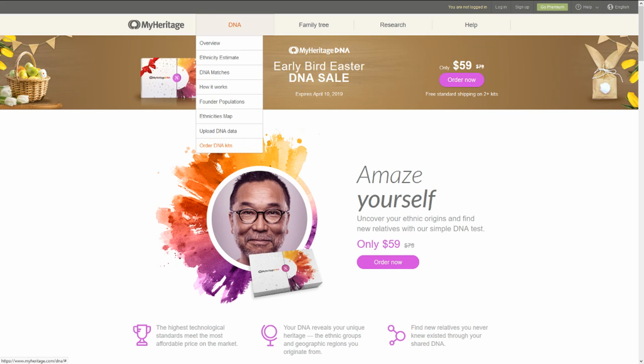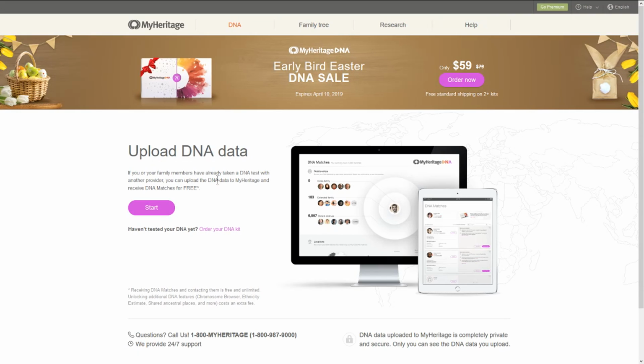So what you do is you go to DNA, and down at the bottom, not order DNA kits, one above that, next to last, it says upload DNA data. So what it's going to do is it's going to ask you to upload DNA data. Now it says if your family members have taken a DNA test with another provider, you can upload the DNA data to MyHeritage and receive DNA matches for free.